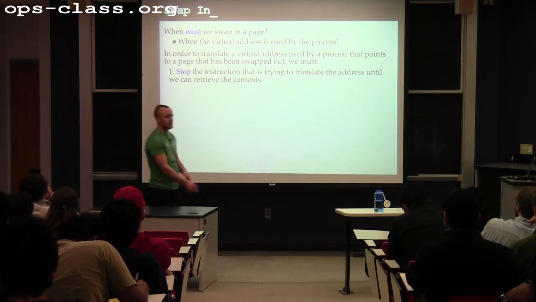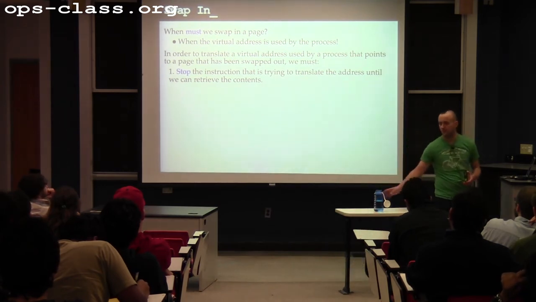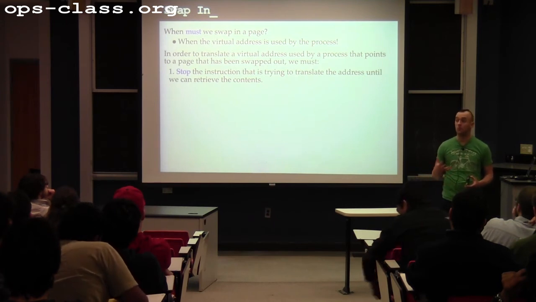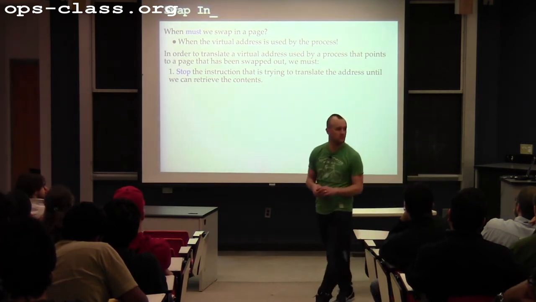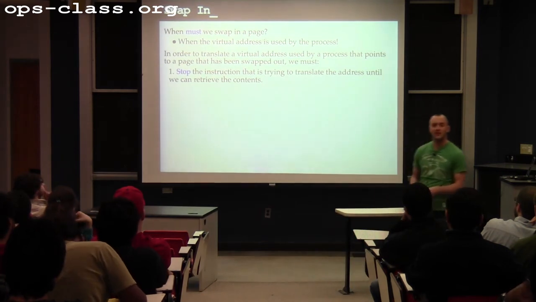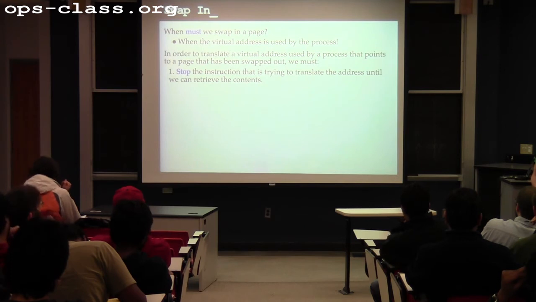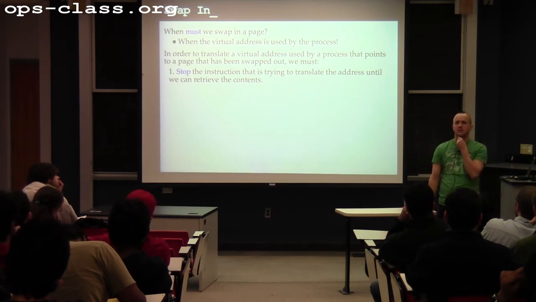Okay, so what's the next thing I need to do? Well, there's a couple of things that need to be done. They don't need to necessarily be done in a particular order, but what's one of the things I need to do? Find the page. I better have written down where this page is. So I need to find the page in the swap file or on the swap disk that holds the contents of this virtual page, right? What else am I going to need, though? Kevin? Yeah, I better get a page of memory.